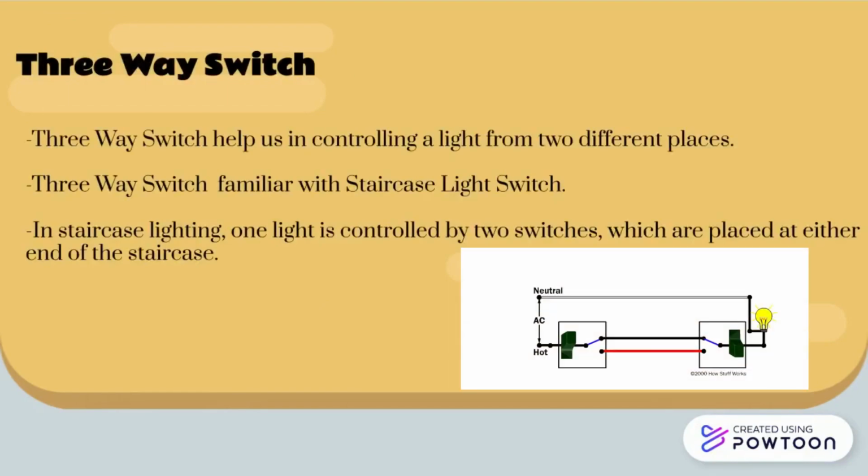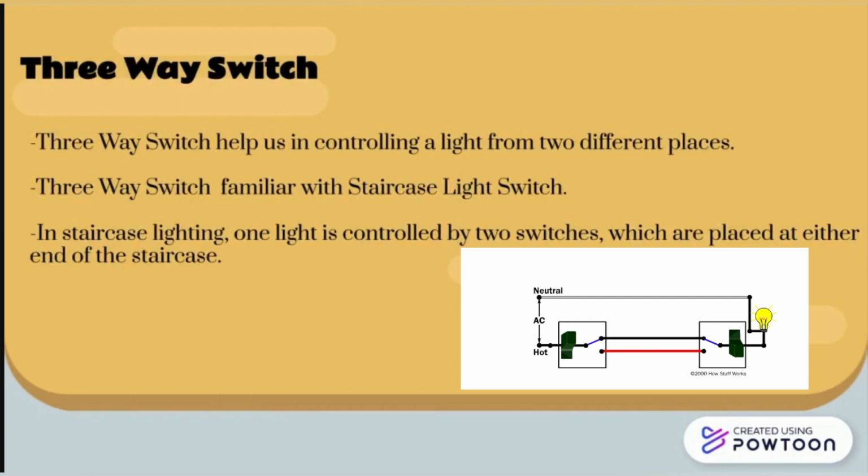Three-way switch. First, three-way switches help us control a light from 2 different places. Next, three-way switches are familiar as staircase light switches. In staircase lighting, one light is controlled by 2 switches, which are placed at either end of the staircase.